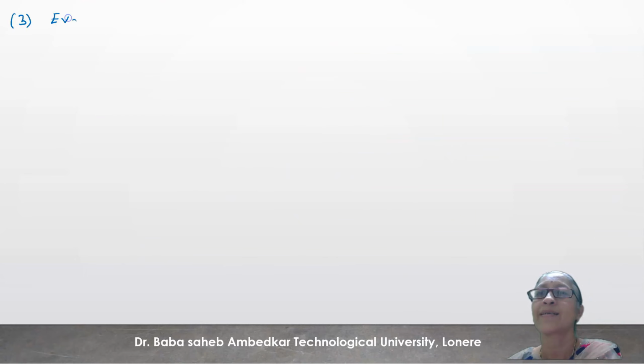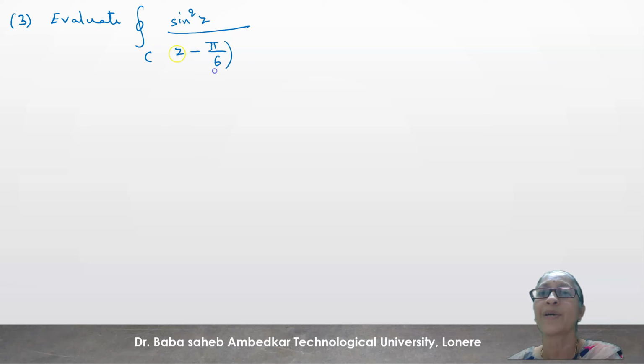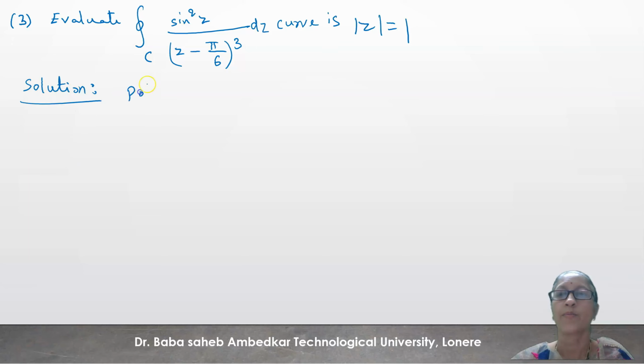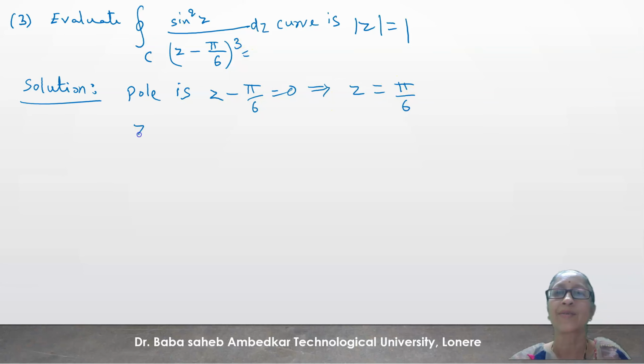The third question is: evaluate the contour integral of sin square z upon z minus pi by 6 whole cube dz, where the curve is mod z equal to 1. So here, what is the pole? z minus pi by 6 equal to 0 implies z equal to pi by 6. But here the order is 3, so z equal to pi by 6 is a pole of order 3.